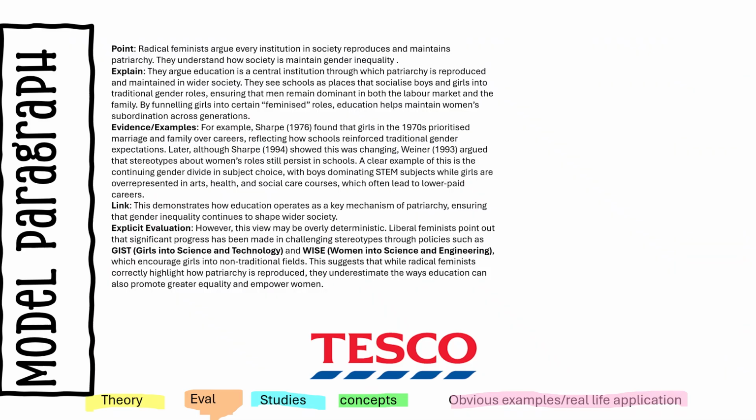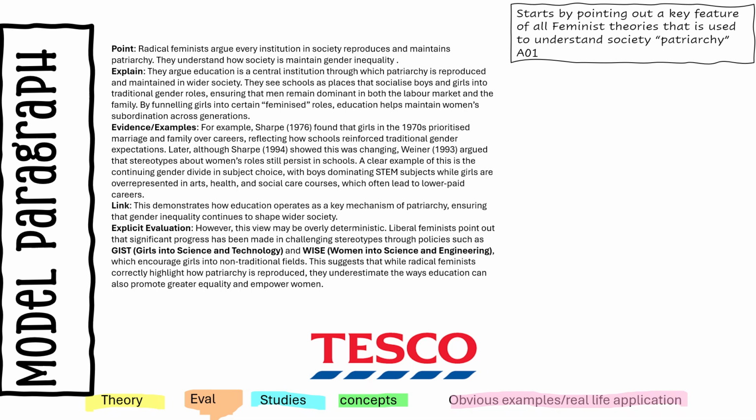And we're going to finish with a model paragraph for radical feminists. So again, take a key idea from radical feminists. And I'm going to go with patriarchy because they are the ones that would say all of society is dominated and characterized by patriarchy. And I'm going to explain it with some evidence from education.